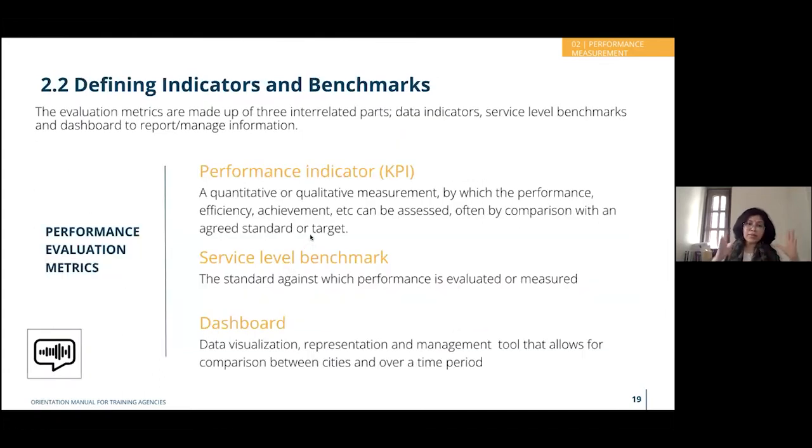So what are the key principles of a performance framework? All of us know this, and I'm sure this module is a way to reiterate some of these concepts, and also a way to take these to city agencies. So first and foremost, we have what we call the performance indicator, right? We also call it sometimes key performance indicator. That essentially is a quantitative or qualitative measurement by which the performance, efficiency, achievement can be assessed, often by comparison with an agreed standard or target.